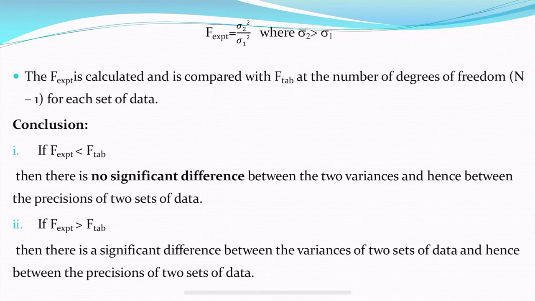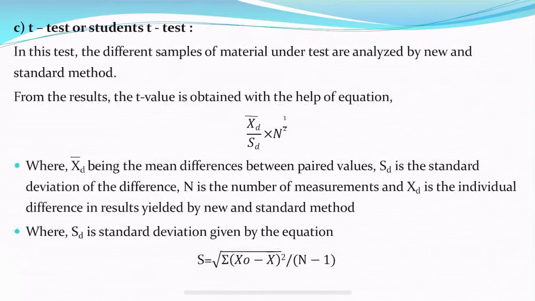If the experimental value is lesser than the F tabulated value, then there is no significant difference between the two variances and hence between the precision of the two sets of data. If the F experimental value is greater than the F tabulated value, then there is a significant difference between the variances of the two sets of data and hence between the precision of the two sets of data. In the precision also we will observe the significant difference if the F experimental value is greater than the F tabulated value. These are the conclusions we can make based on this F test.